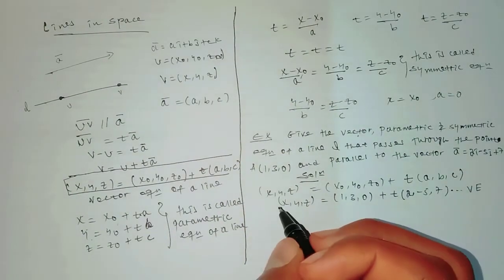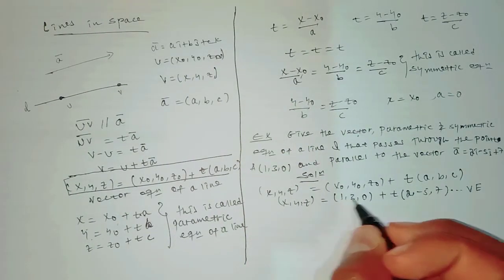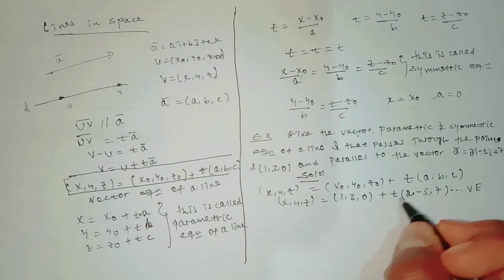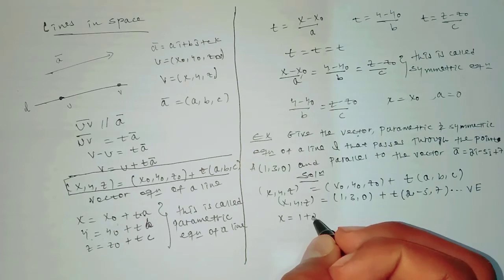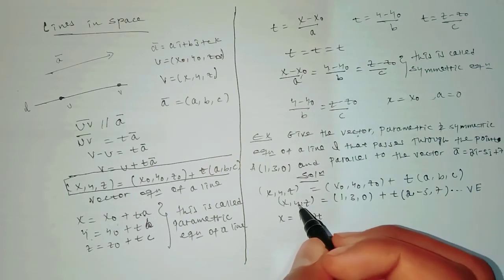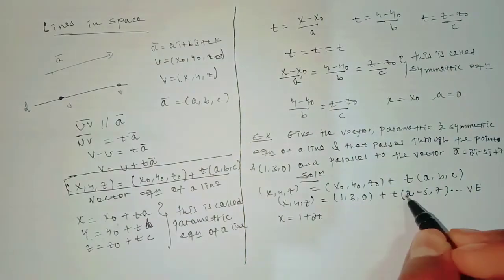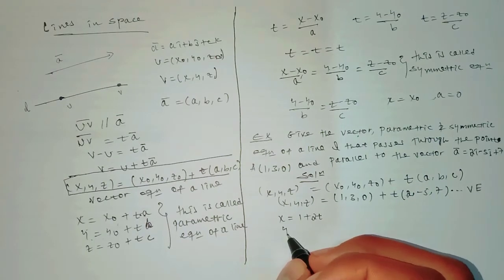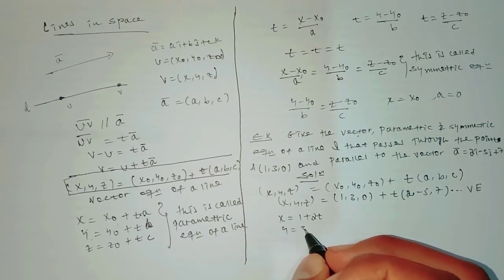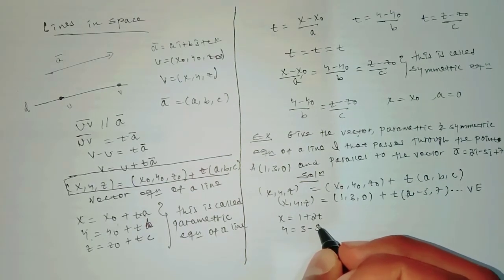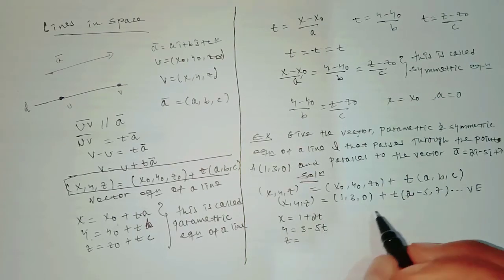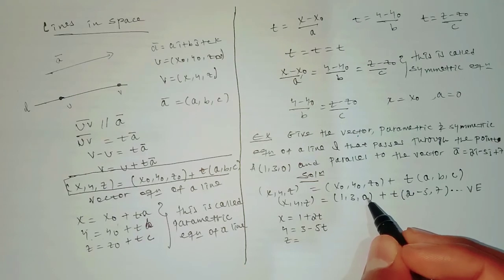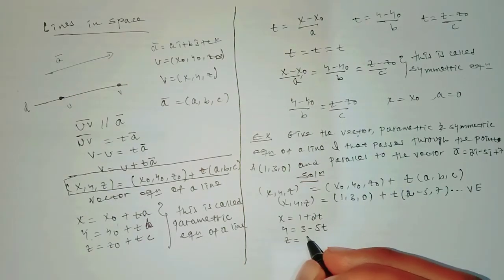The parametric equation: x equals 1 plus 2t, y equals 3 minus 5t, z equals 0 plus 7t.